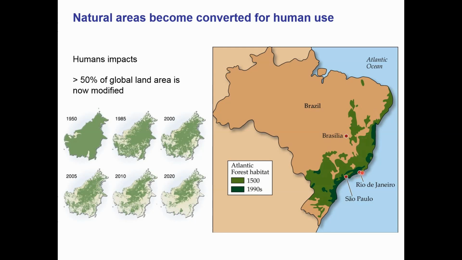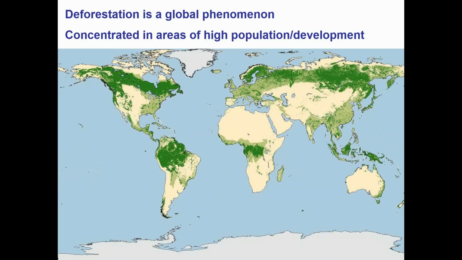In the 1990s, it was right down to here. And all of this has been converted for agricultural use. This is where a lot of our beef comes from. Any beef burger that you eat pretty much in McDonald's, that's come out of this conversion to ranch land of this forest here. So we tend to decimate entire ecosystems when we convert them for our own uses. And deforestation is a global phenomenon.